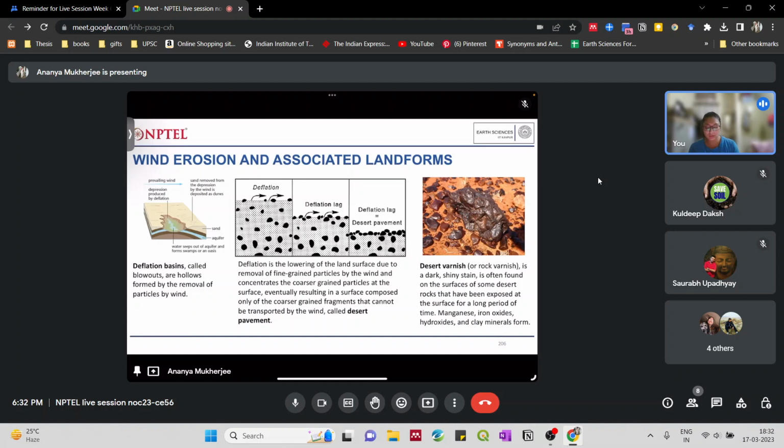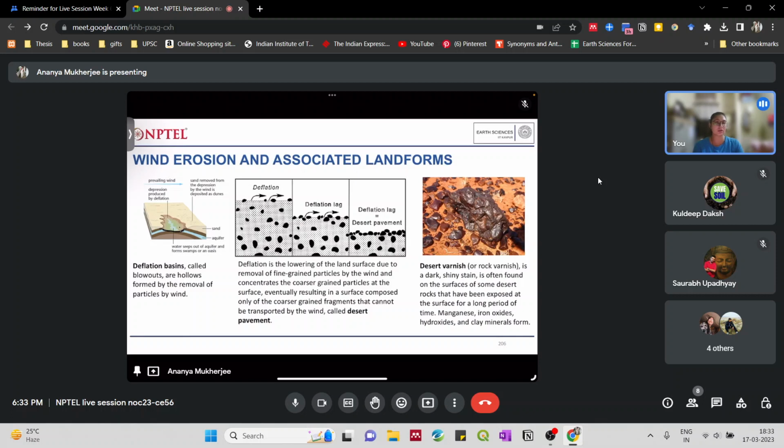Sometimes these deflation hollows intersect the water table, and the water will seep in and can create an oasis. You might have heard of the term desert oasis. Oases are usually formed in such depressions in the desert, where due to deflation a hollow was created, and if it intersects the water table prevalent in that area, it can form an oasis in the desert region.